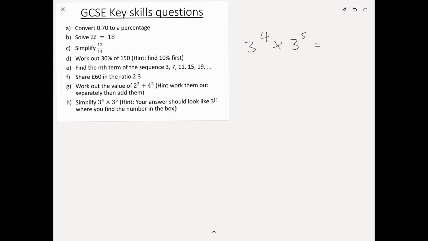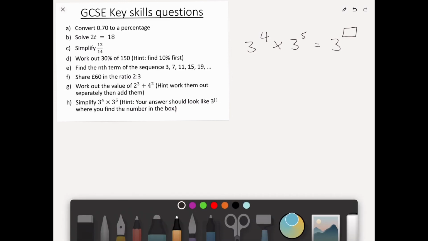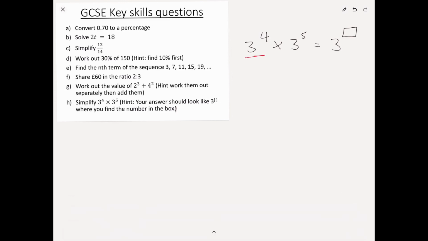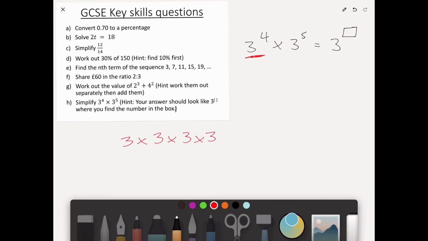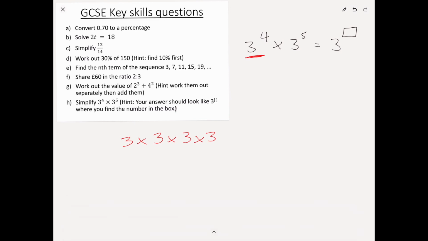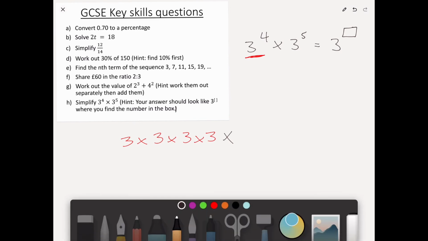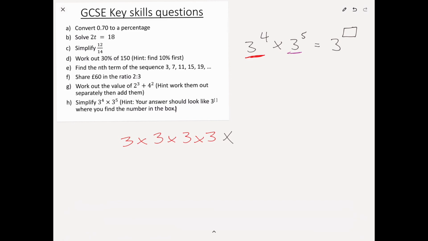Well, that's two things multiplied together, and the fact it becomes simpler is because we've got 3 to the power of just one number this time. Well, let's have a look then. 3 to the power of 4, we'll do that in red, that's 3 times 3 times 3 times 3. Then let's do 3 to the power of 5 in a nice purple here. So that's 3 times 3 times 3 times 3 times 3.